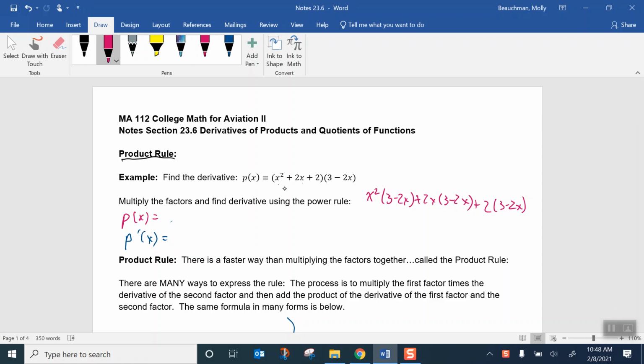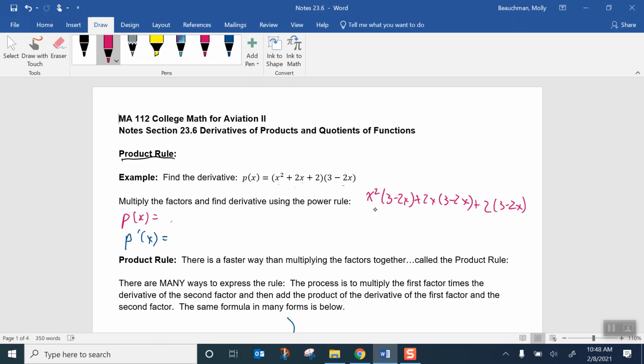In the previous section, if we had a single polynomial, then we could take the derivative of each individual term using the power rule. In this case, we can't do that because we have two functions multiplied together and it's not a polynomial. So one thing that we can do, we could multiply this out and create a polynomial. So if we take x squared times 3 minus 2x plus 2x times 3 minus 2x plus 2 times 3 minus 2x, then adding like terms, we'll end up with a polynomial that we can then take the derivative of. So this is one way to approach the problem.